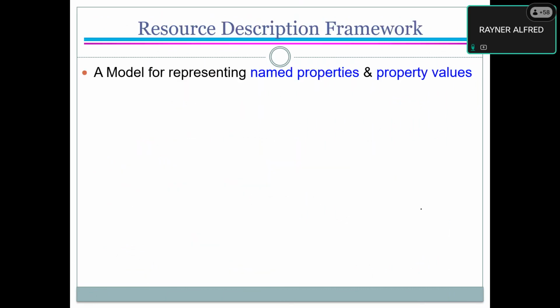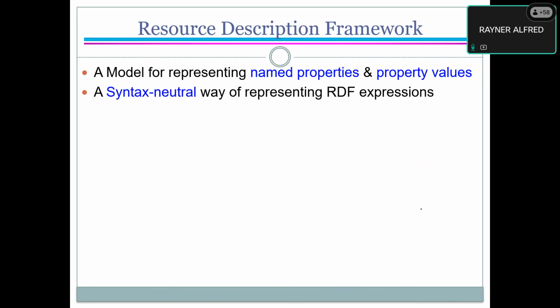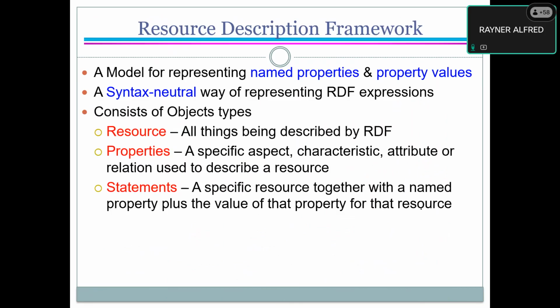So basically in the RDF model, we need to have the resource, properties, and statement. The resource is all the things that are being described by RDF. What resources do you have? And then what is the property that you are trying to state here? And then what are the values?